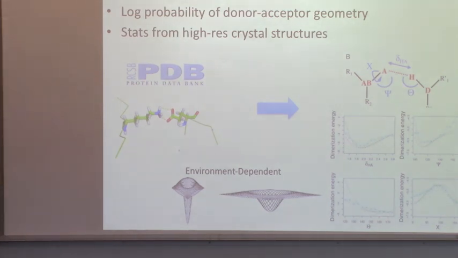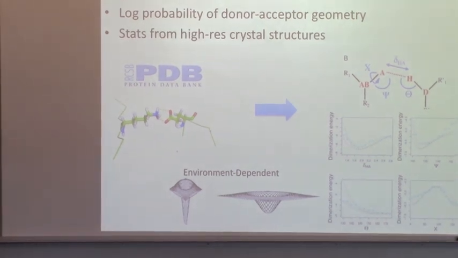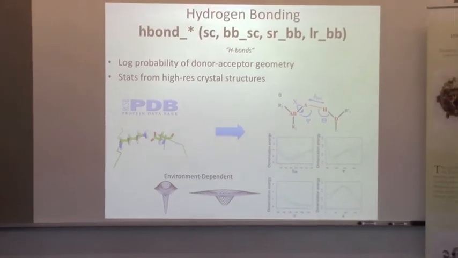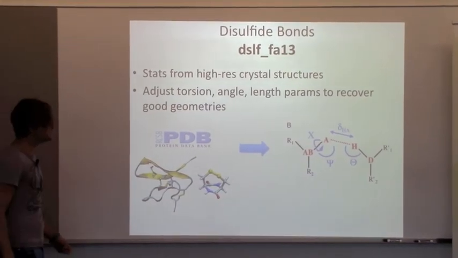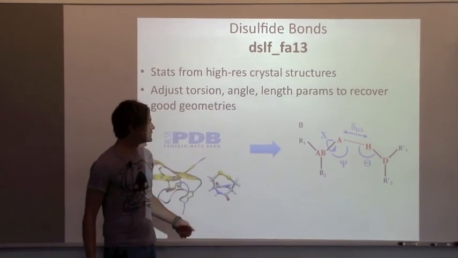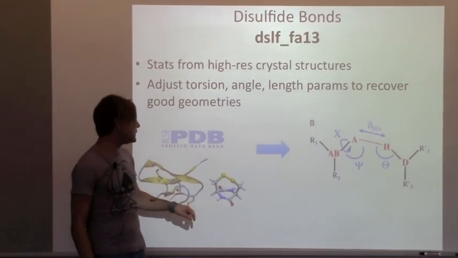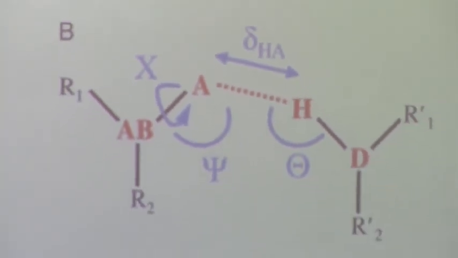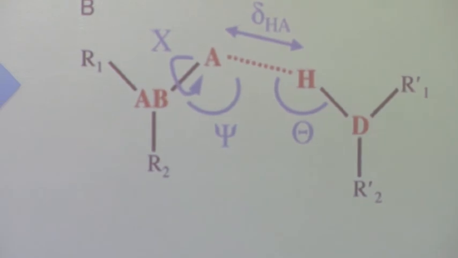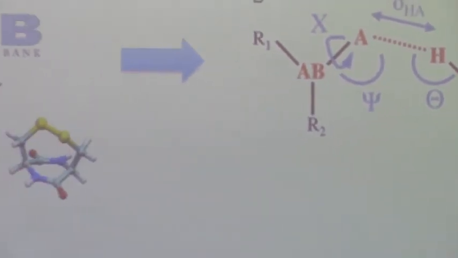So we have that. Very similar to that, as far as implementation, is the disulfide bond term. We basically do the same thing: we go to the PDB, pull out a whole bunch of disulfide bonds, derive the same kind of geometric observables, and then invert those into an energy somehow, using basically the same idea. Implementation is slightly different.